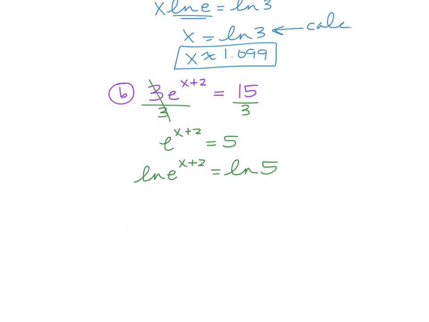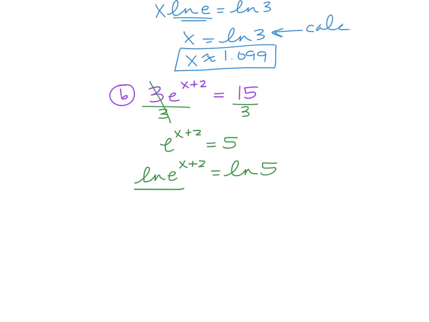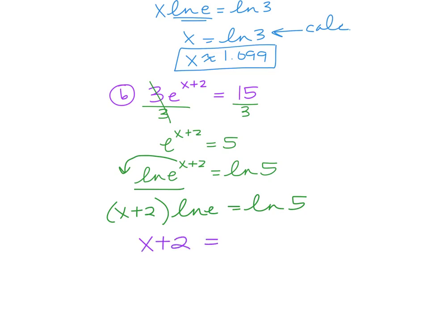One thing I want you to notice here, this is not 1 to that power. What do we have to do first? You've got to move this out front. So it's going to be x plus 2 times the natural log of e equals the natural log of 5. Now you can treat it as 1. So really, this is x plus 2. You don't need parentheses anymore. Let's just take those away, because all you're left with is x plus 2 on the left, because that's 1, equals the natural log of 5.